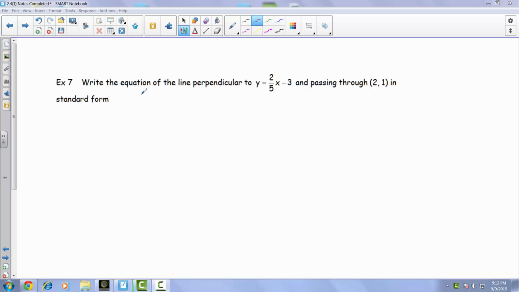Here we are looking at example 7 from our 2.4 number 1 set of notes. We're asked to write the equation of the line that's perpendicular to this line and passes through this other point, 2, 1. So graphically, what's going on here?